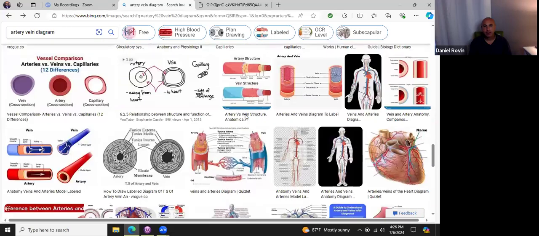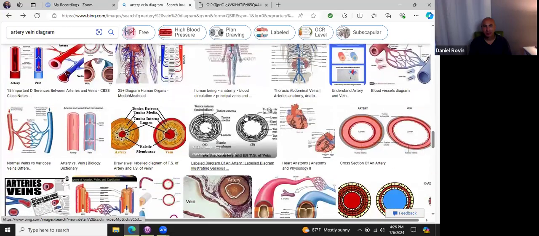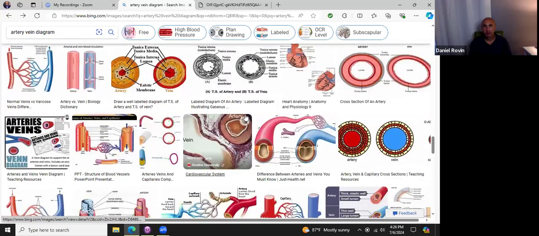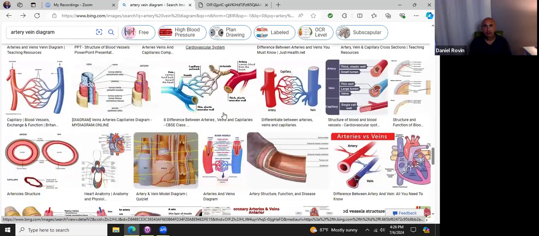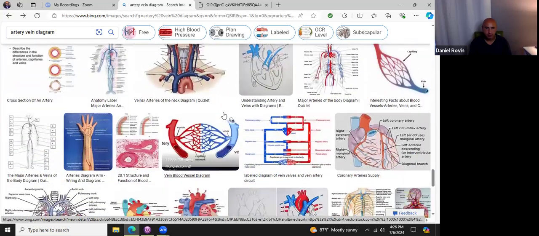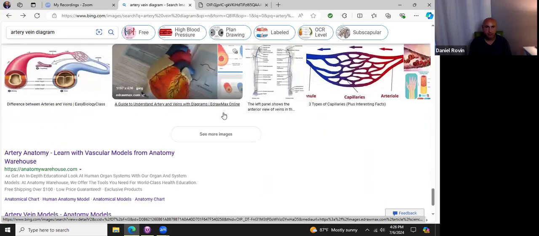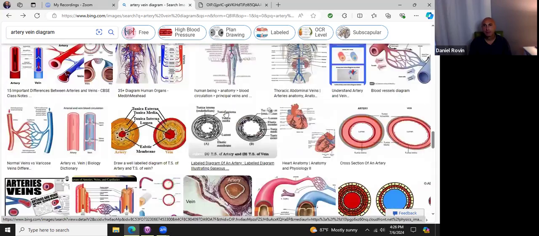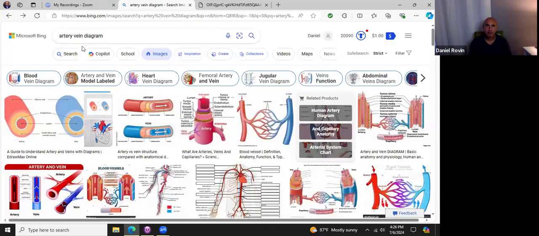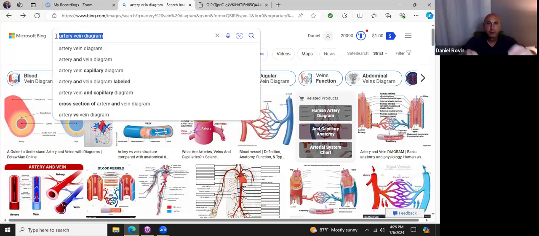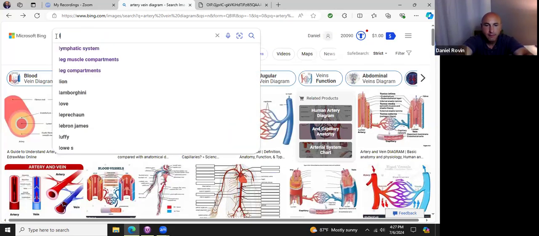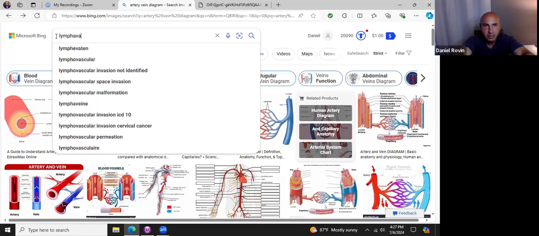Well, everybody, it's time to introduce the lymph vascular. Oh, what a nice picture of artery and vein. It's time to introduce the lymphatics, the lymph vascular side of circulatory. Before I go to the PowerPoints, let me show you what happens when you look at images online. Lymph vascular system.